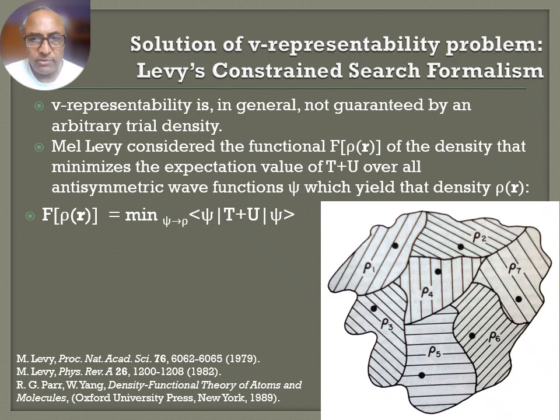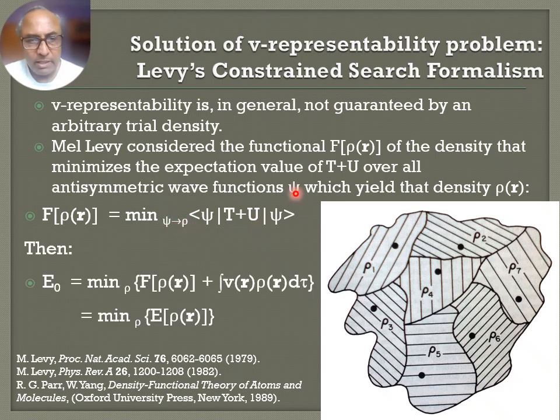In his constraint search formalism, Mel Levy considered the functional F of rho that minimizes the expectation value of T plus U over all antisymmetric wave functions psi that yield that density rho. Then the ground state energy is obtained by minimizing F of rho plus the integral of v of r rho of r d tau, or minimizing the energy functional over all densities.